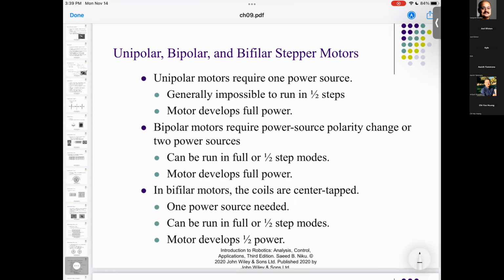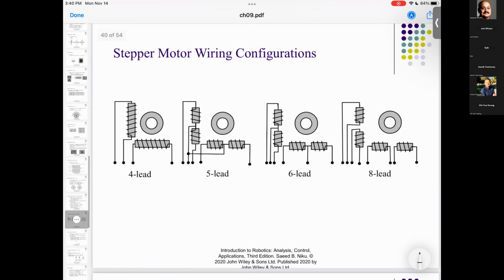There are unipolar, bipolar, and bifilar stepper motors, wherein in the case of unipolar motors, you just need one power source. Bipolar motors require two power sources, and in bifilar motors, the coils are center tapped and you need only one power source. These are the different windings of a stepper motor. You can see 4 leads. You can count the number of terminals that indicate the number of leads. You can have 4 leads, 5 leads, 6 leads, and 8 leads.